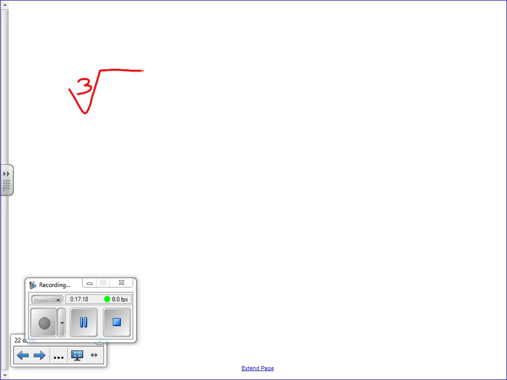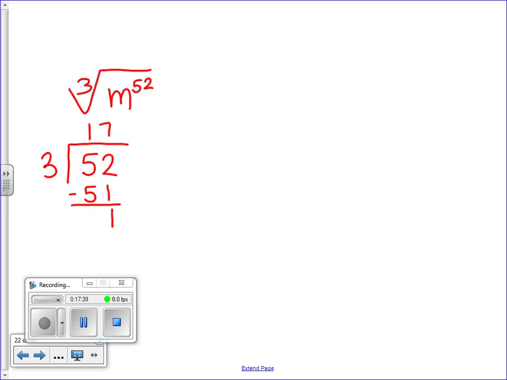Let's say we've got the cube root of M to the 52nd power. What's going to go right here? And 3 goes into 52 17 times, with 1 left over. So that's going to be M to what power? 17. This is your outer exponent times the cube root of M. You could put M to the first if you really want to, but it doesn't change.